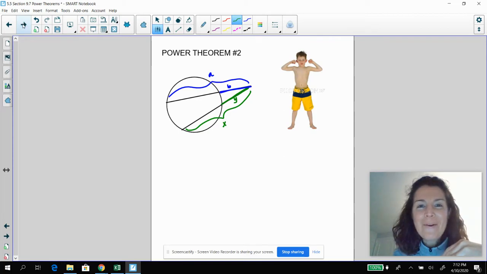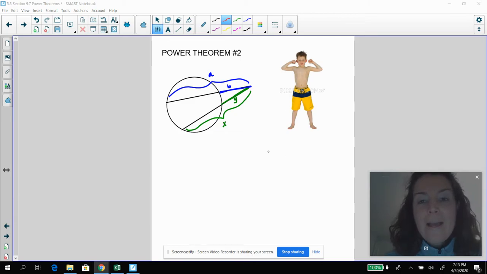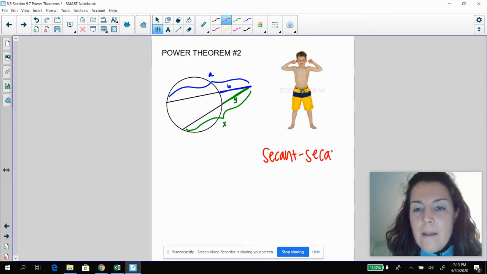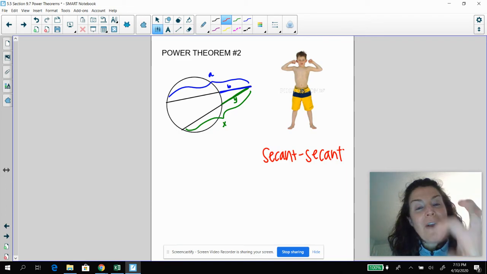So here's my man, power theorem number 2. So we lovingly refer to this power theorem as secant. And this is not because of James Secant and his fraternal twin brother. So this is actually because we've got two secants here.